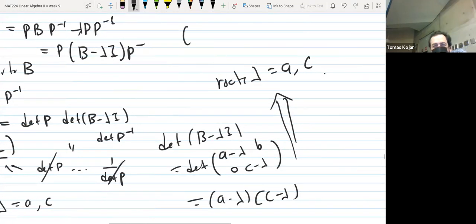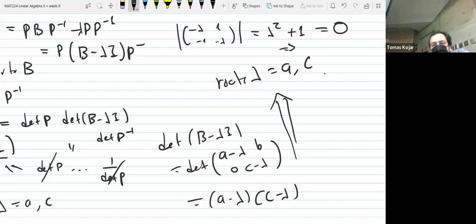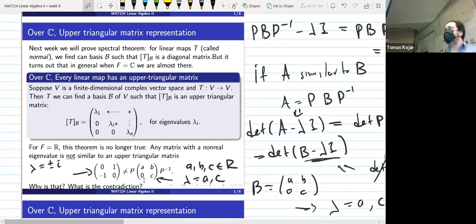Yeah, let me do it. So it was minus lambda, 1, minus 1, minus lambda. You take the determinant of this, and you get lambda squared plus 1, right? And you want this to be 0, so you get lambda equal to plus or minus i. Okay? So that's the problem. The moment you force your matrix entries to be real, you force the eigenvalues to be real, but these eigenvalues are not real.